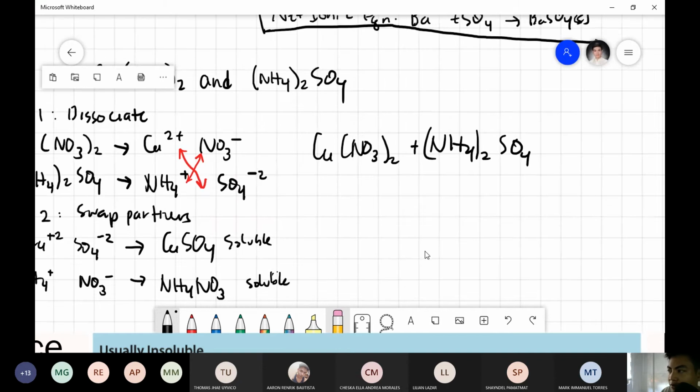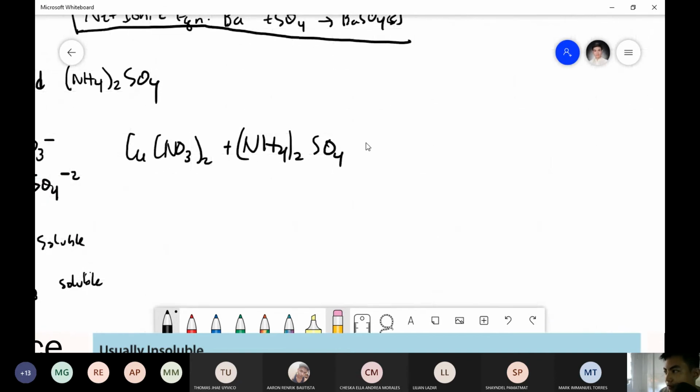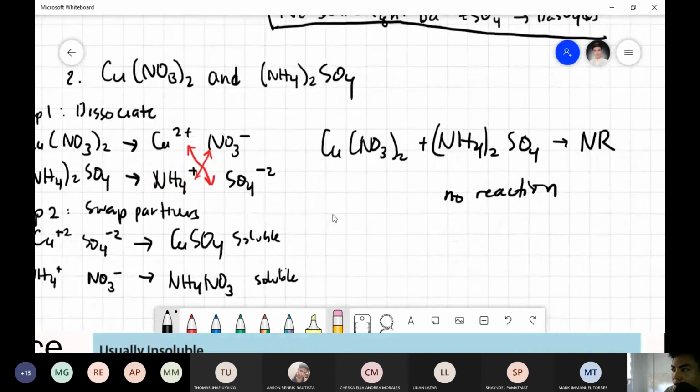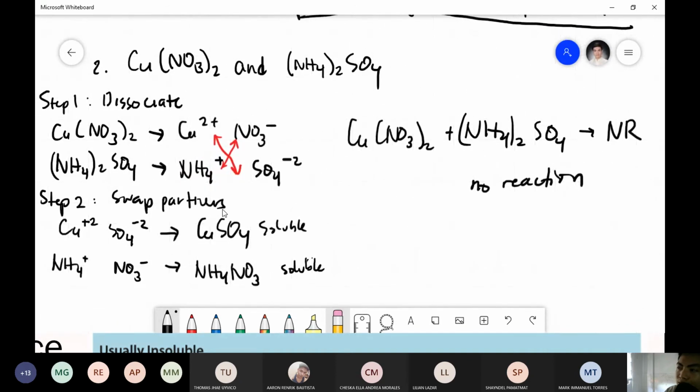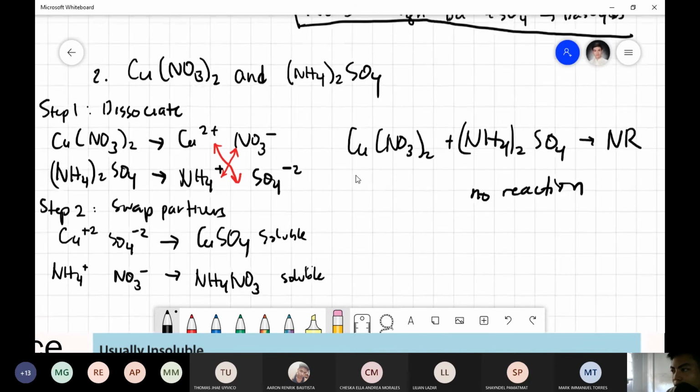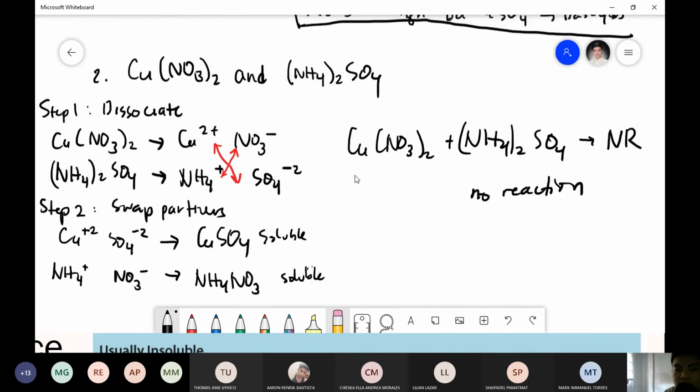Okay, so no reaction na yan. Okay, no reaction. So, walang mangyayari. You will not form any precipitate. No reaction. So, kapag no reaction, wag ka na tumuloy sa step 3, step 4. Kasi, pag tinuloy mo yon, sayang lang yung ink ng ballpen mo. Okay? So, yun yung idea.